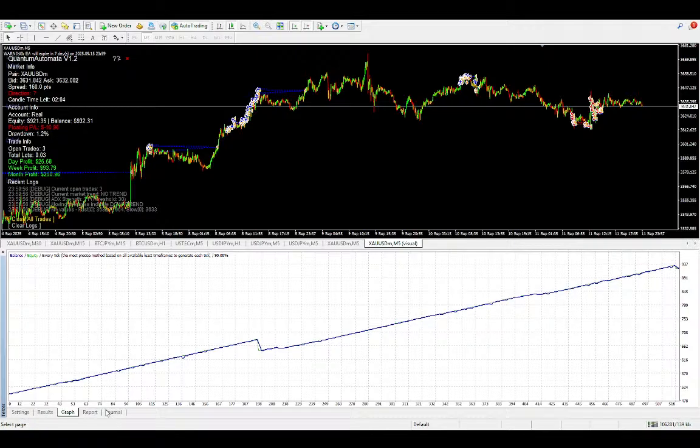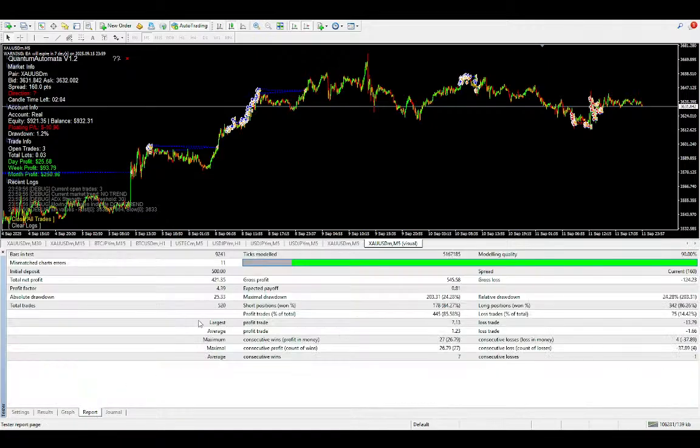For the report, the profit factor is 4.39, which is one of the best out there for such a grid martingale. And note, we did not use the martingale, we just used the regular settings. The test modeling quality is 90%, which is 100% fine. The expected payoff is 0.81.